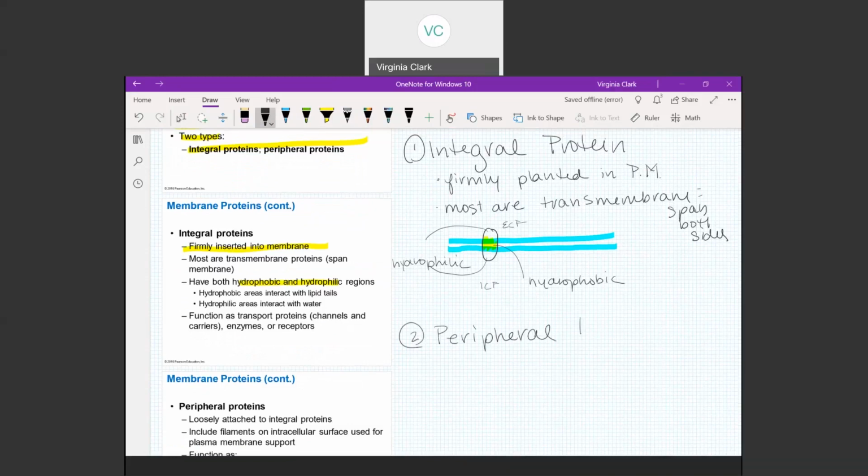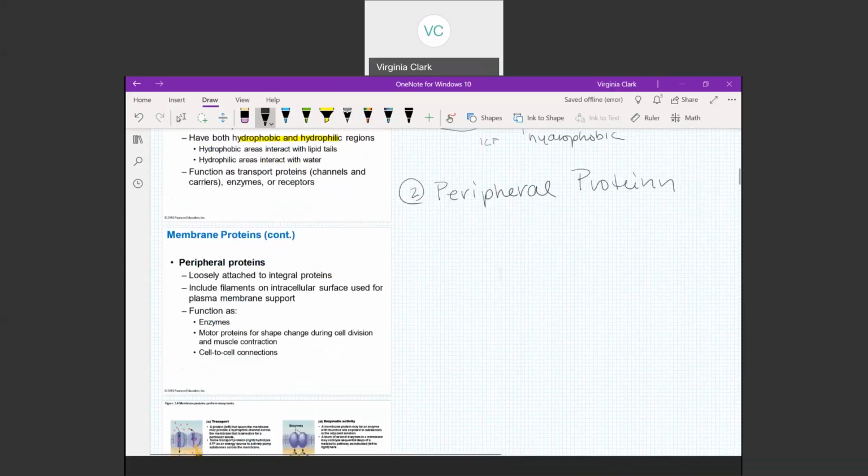And a peripheral protein is loosely attached. It is not firmly planted. And these are usually things that are not going to be crossing both sides of the plasma membrane. So these are things that can be removed. They are loosely attached and they can be removed. These will have a bunch of different functions, and we're going to talk about these as well.